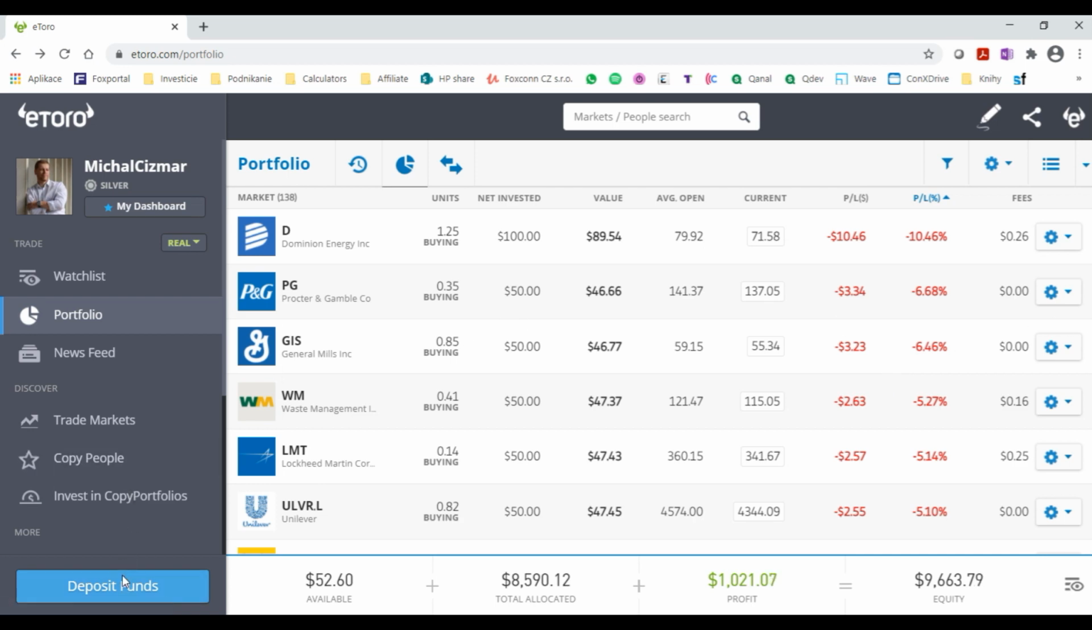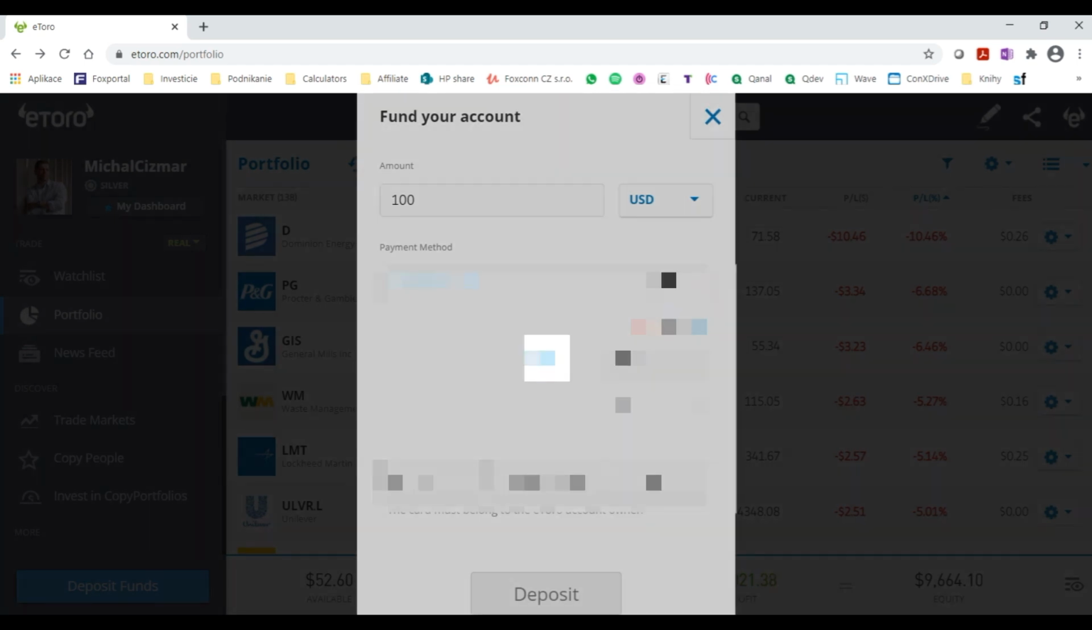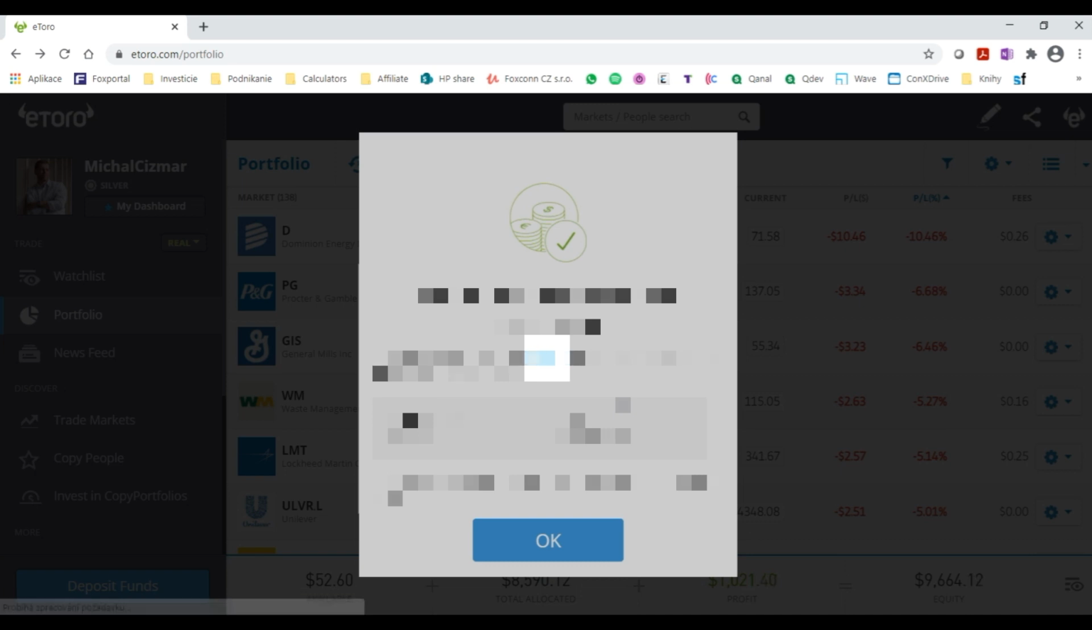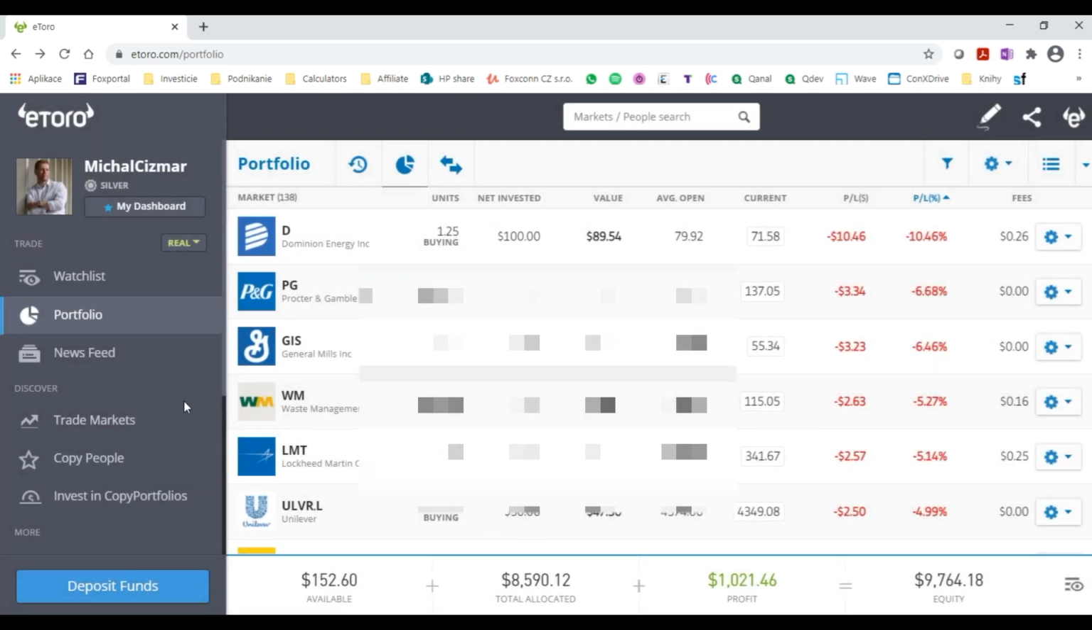First option that I will show you is deposit money using Revolut virtual card. So for each of the options I will use $100. So we can see it's 100, choosing the card, deposit, need to put the CCV, deposit. Deposit has been proceeded successfully. So this is one of the options.